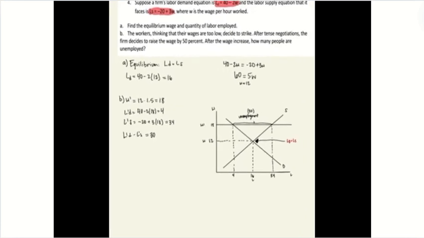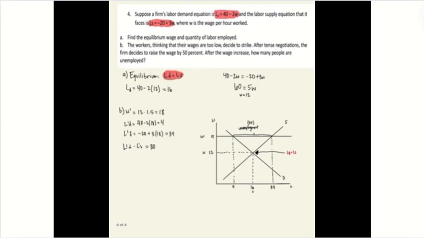So if you look at equilibrium, that's going to be this equation, which is LD versus LS. All we're going to do is plug them equal to each other, and then for W, you get 12. So we're going to plug that back into the labor demanded, which is going to be 40 minus 2 times 12, which is 16. So that means that the wage is going to be 12 at equilibrium, and the labor demand is going to be 16 at equilibrium.